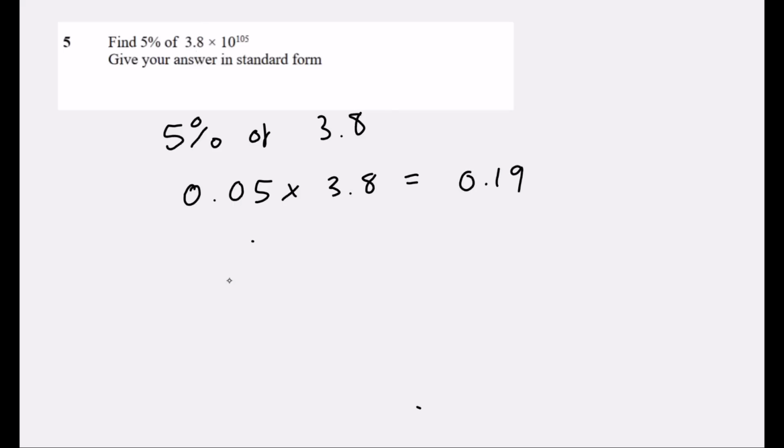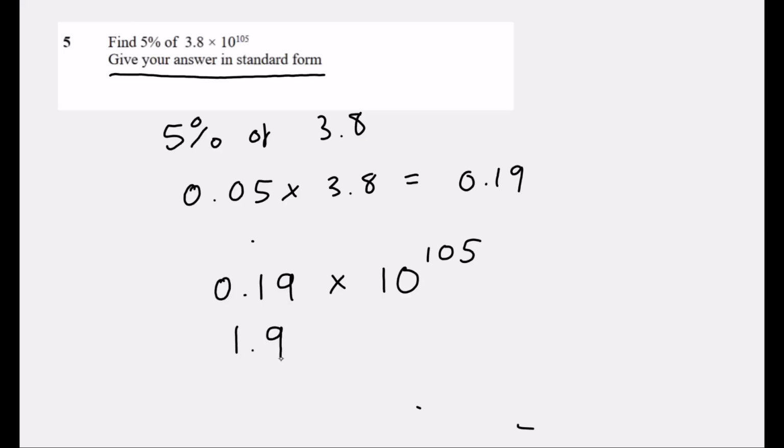So we've got 0.19 times 10 to the power of 105. 10 to the power of 105 is just 105 tens times together. So if we take one of those tens, to write it in standard form, it needs to be between 1 and 10. So we can multiply it by a 10 to make it 1.9. And that just takes one of these tens away. So we've now got 104 tens times together. So we've got 1.9 times 10 to the power of 104.